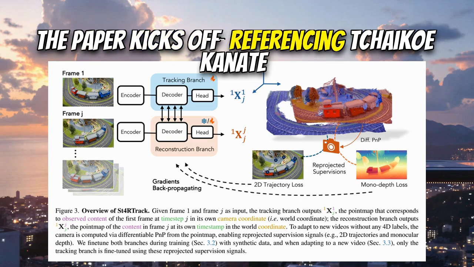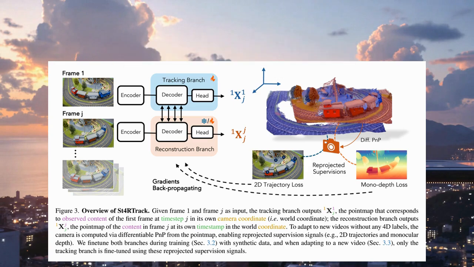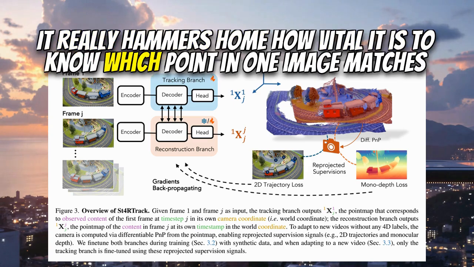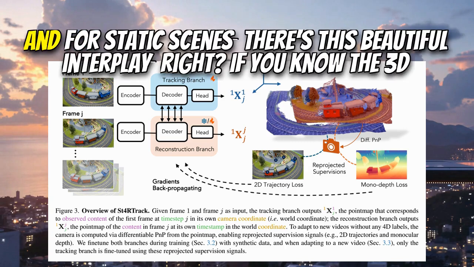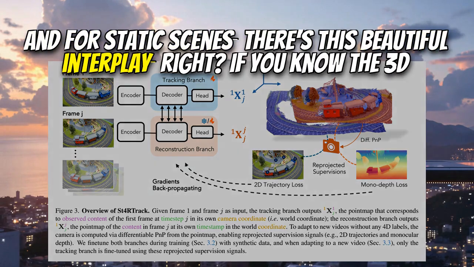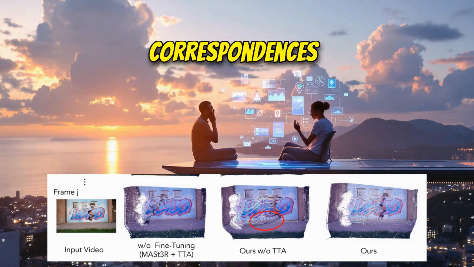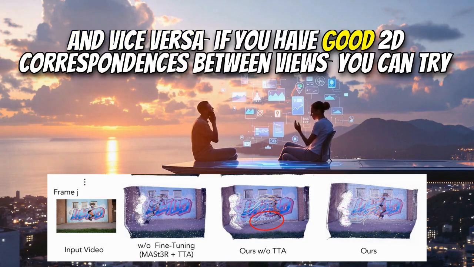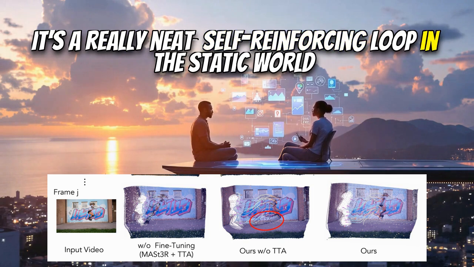The paper kicks off referencing Takeo Kanade. Yeah, the classic correspondence equation. It really hammers home how vital it is to know which point in one image matches which point in another, especially if you're trying to build a 3D model from different views. It's fundamental. And for static scenes, there's this beautiful interplay. If you know the 3D geometry, you know where points should appear in 2D images. That gives you correspondences. And vice versa. If you have good 2D correspondences between views, you can triangulate back to find the 3D point locations. Exactly. It's a really neat self-reinforcing loop in the static world.